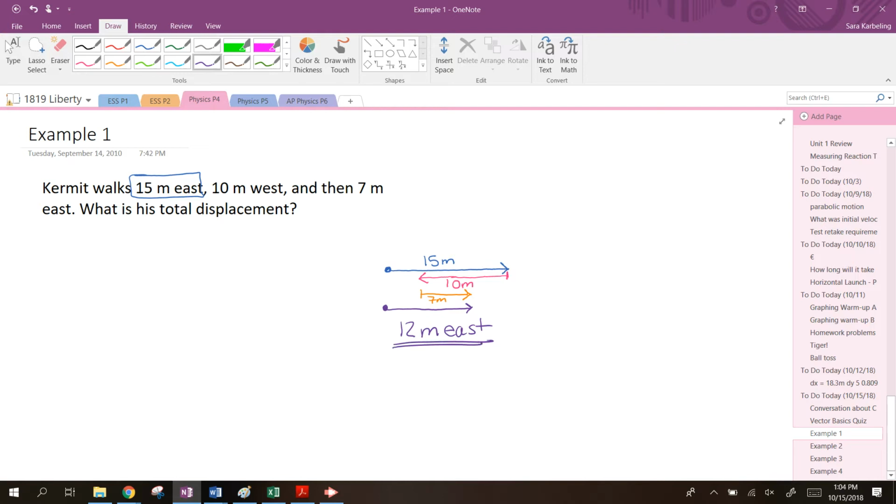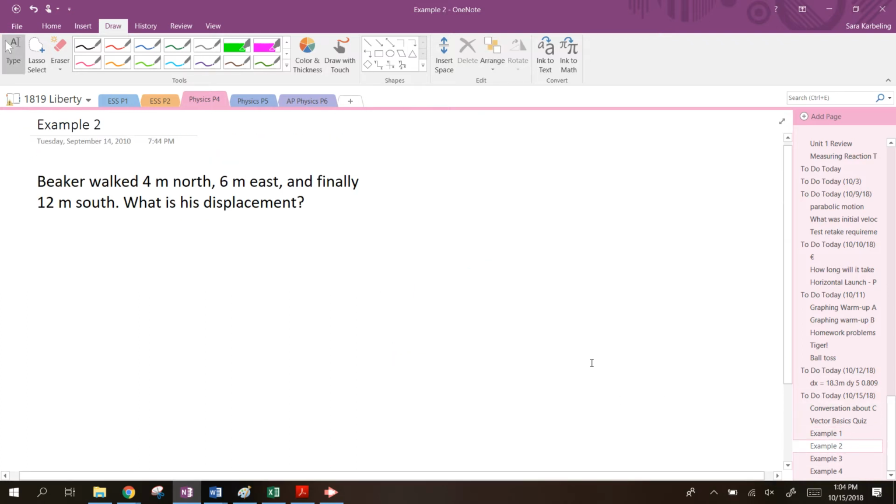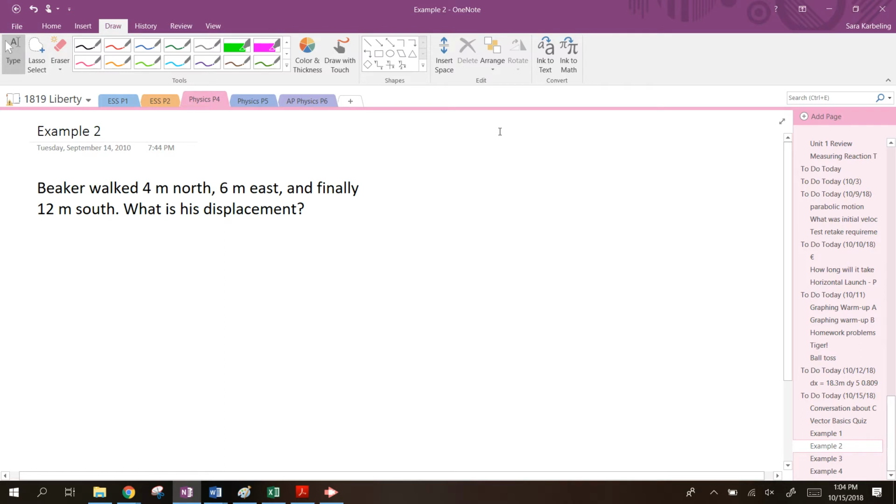So far, so good? We're going to draw one more picture. Oops. You're like, where's the question? All right. All we're going to do is draw this picture. Beaker walks 4 meters north, 6 meters east, and then 12 meters south. Ooh, interesting. Let's do it.